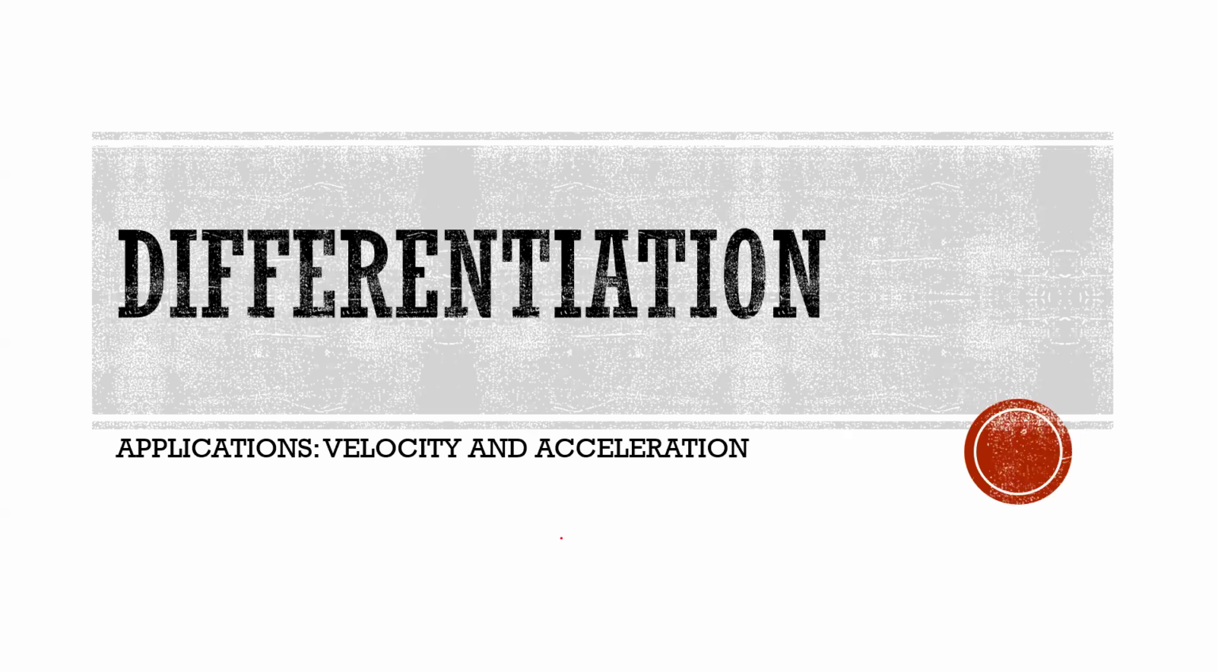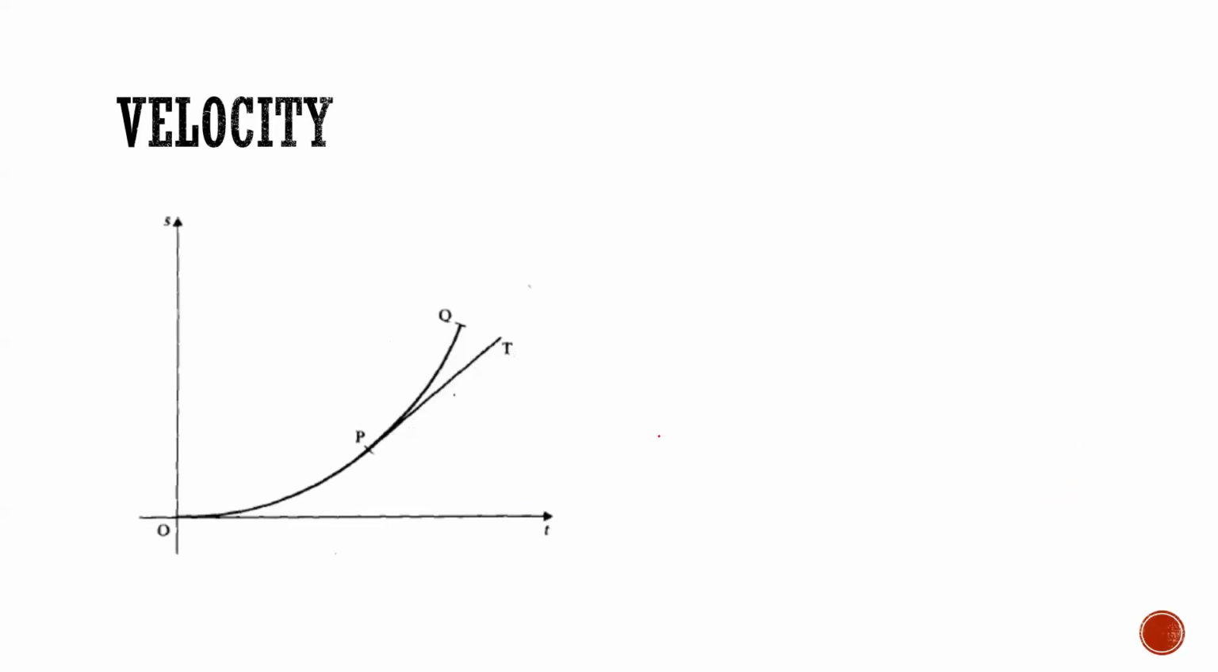In this video, we're looking at the applications of differentiation in velocity and acceleration. We want to use differentiation to determine the velocity at an instant. Consider a particle whose motion is represented by the displacement-time graph below. As you can see, its velocity varies as shown by the curve OPQ.